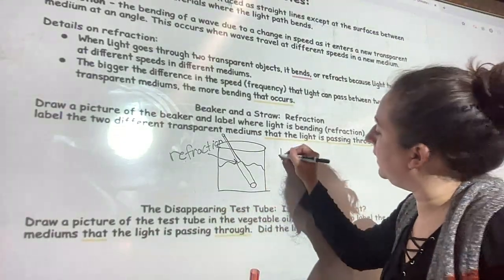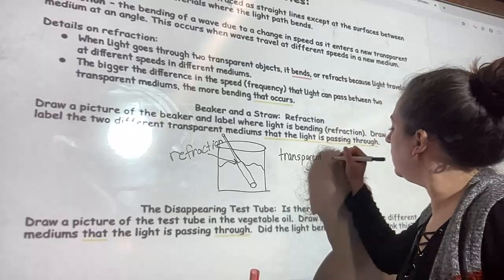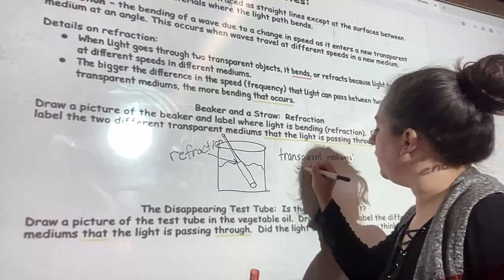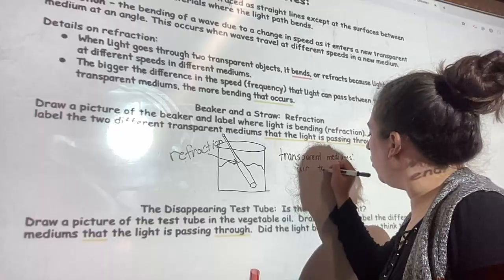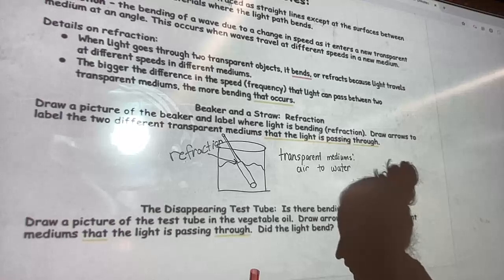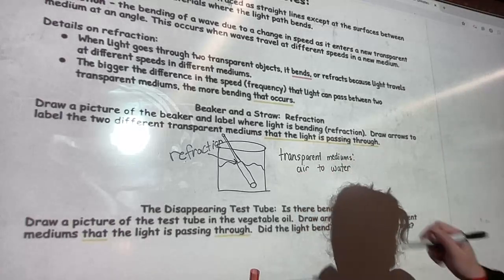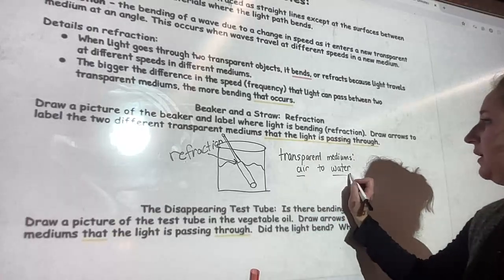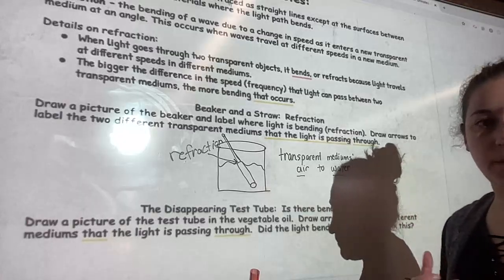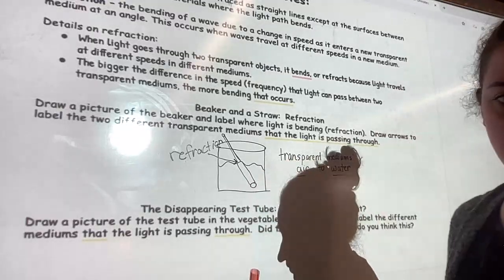So our transparent mediums are the air to water. Okay, again, the glass could be a factor here too, but we know that the straw specifically is going from air to water. So that is the change in transparent medium that we have, and that is causing the light to bend and us to see a distorted image, which is refraction. So that light is bending and making the straw look different, okay?